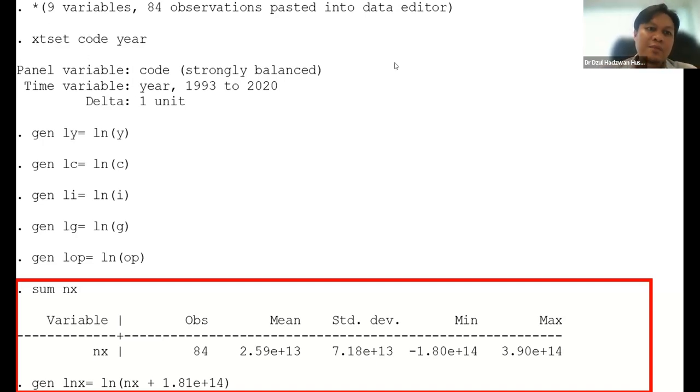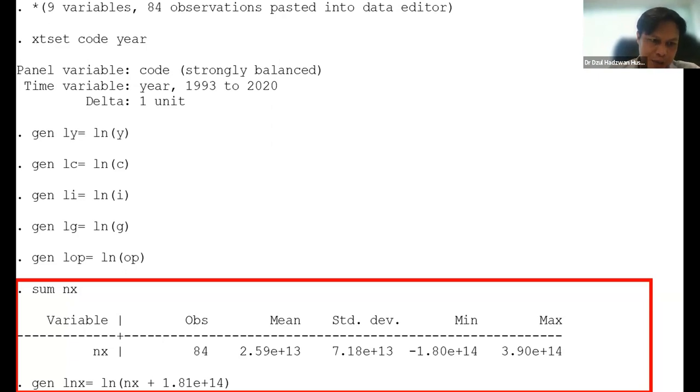And then the next step is this. You need to convert it into log, natural log. Okay, these are the commands. So bear in mind, I think this one should be okay. I think it's easier for you to understand what I mean. So now I want to focus on net export. Some variables are negative, right? So how to deal with it?